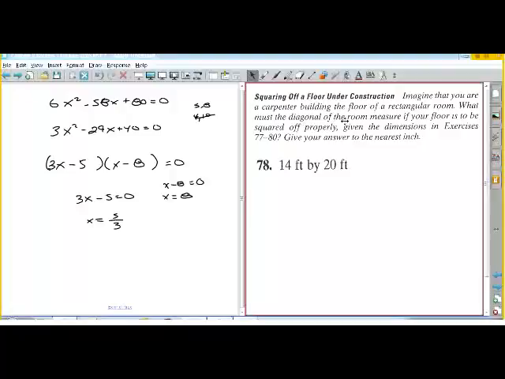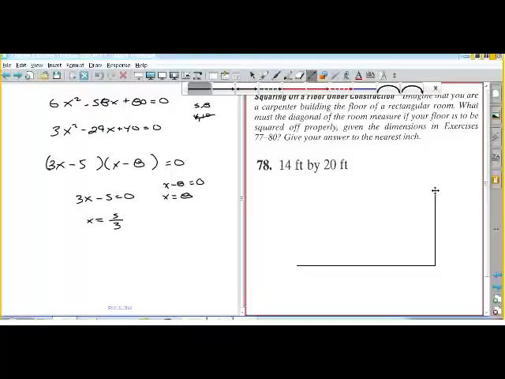Imagine a carpenter building a floor of a rectangular room. What must the diagonal of the room measure be if your floor is to be squared off properly? Oh, okay, this is actually a Pythagorean theorem thing. So I hired a carpenter to take measurements for me. Well, interestingly, this is actually what carpenters use, this exact procedure, when they're building a house to make sure that the walls are squared with each other.